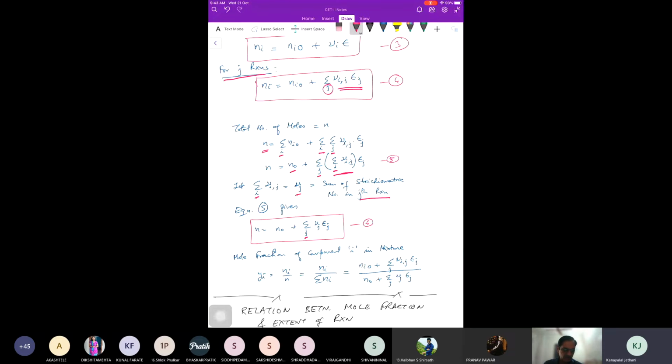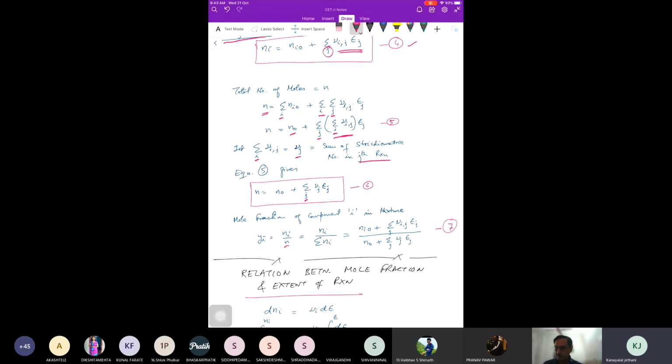So now we can write the mole fraction of the ith component in the mixture. y i is equal to Ni upon N, moles of i divided by total number of moles, which is nothing but Ni upon summation of Ni. And we know what Ni is from equation 4, right? So we can substitute here Ni0 plus summation over j of nu ij into epsilon j, divided by N0, N is summation of Ni, from equation 6, N0 plus summation over j of nu j epsilon j. Now this is equation 7.